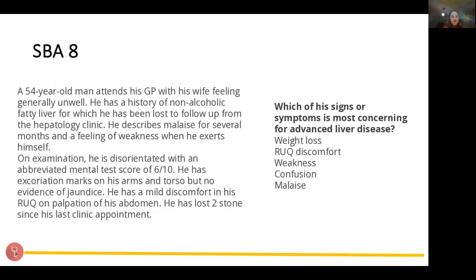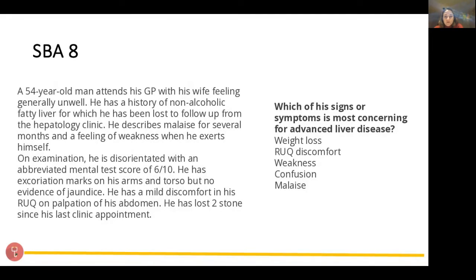He has a history of non-alcoholic fatty liver, for which he has been lost to follow-up from the hepatology clinic. He describes malaise for several months and a feeling of weakness when he exerts himself. On examination, he is disorientated with an abbreviated mental test score of 6 out of 10. He has excoriation marks on his arms and torso, but no evidence of jaundice. He has a mild discomfort in his right upper quadrant on palpation of his abdomen, and he's lost 2 stone since his last clinic appointment.